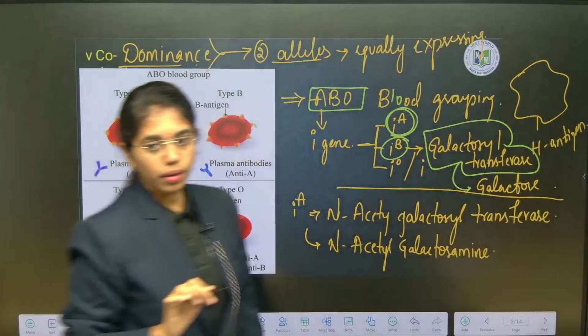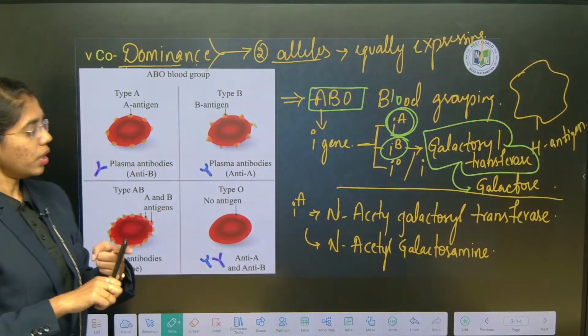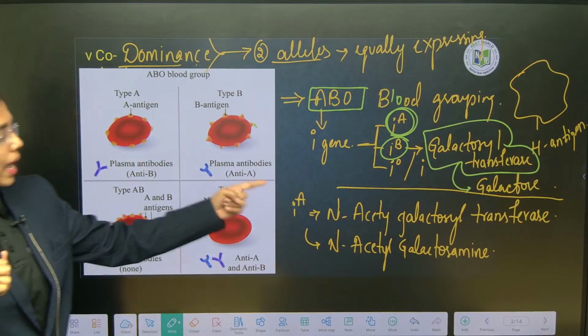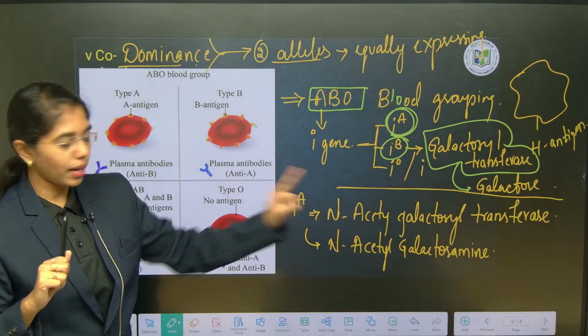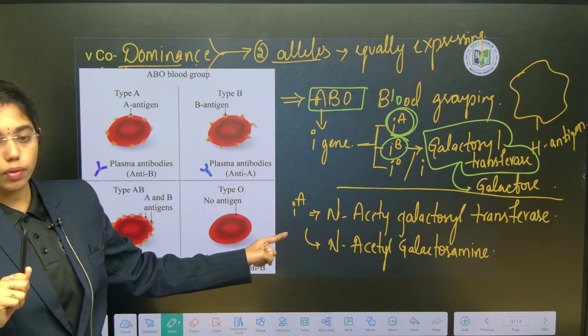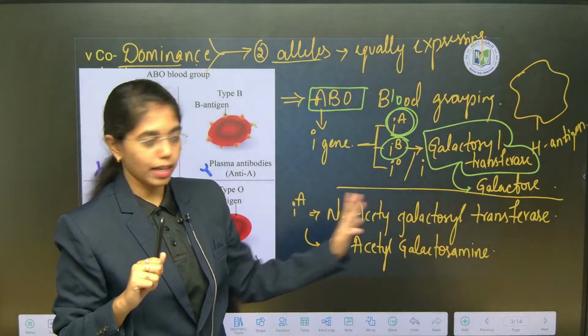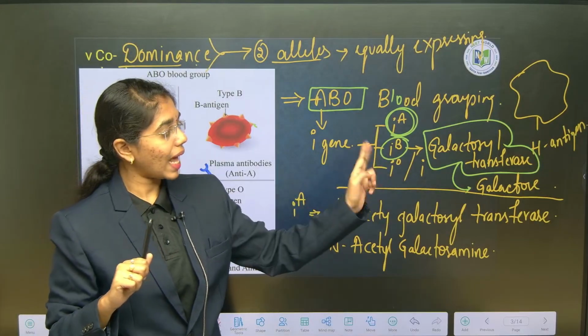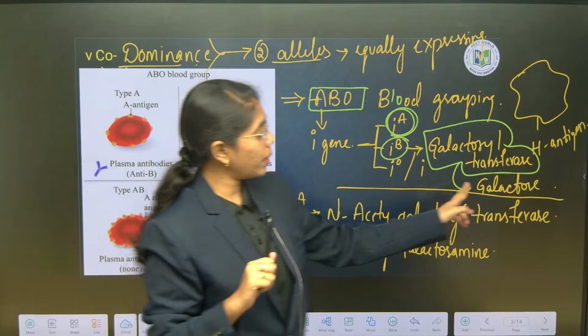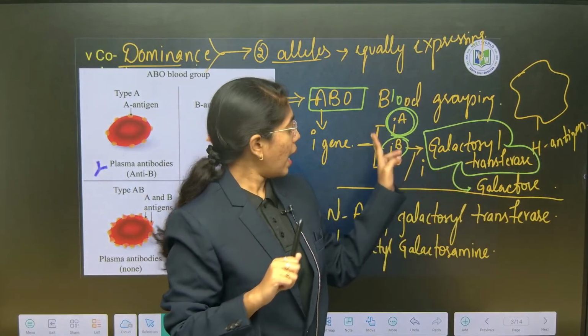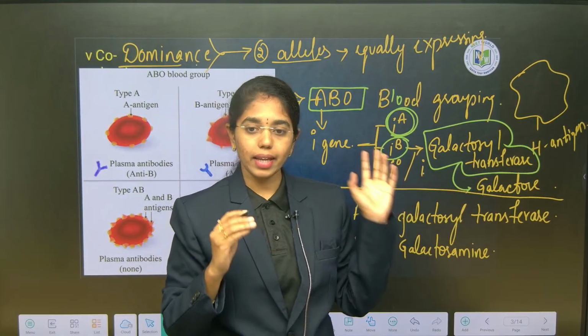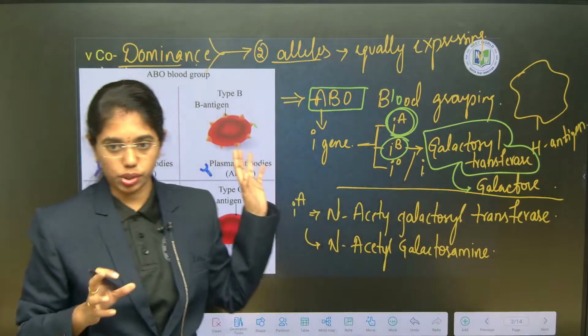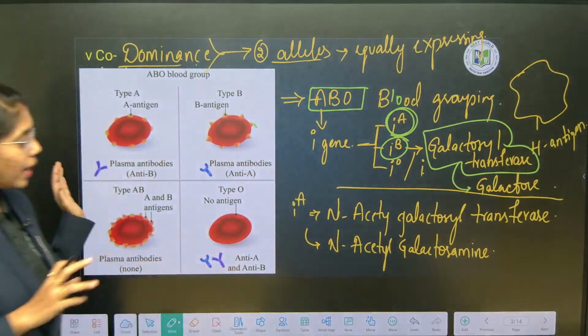Galactose sugar. Fine, right? So, IA gene will be having enzyme what? N-acetyl galactosyl transferase. This will be encoded for what sugar? N-acetyl galactosamine. IB, if you see, galactosyl transferase, this will be giving out galactose sugar. And IO, it will not have any sugar to encode for the antigen, okay. So, till here it is clear, right?